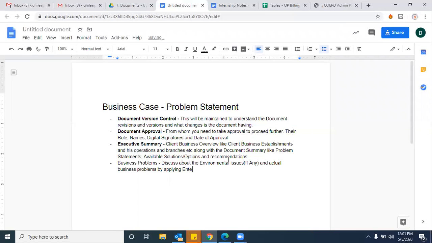By applying enterprise analysis. Enterprise analysis is nothing but SWOT, you can apply here. Even a problem analysis. Problem analysis is nothing but root cause analysis, and even gap analysis can be performed here. Gap analysis or impact analysis. By performing all these things, you can understand the actual business problems, right or wrong?